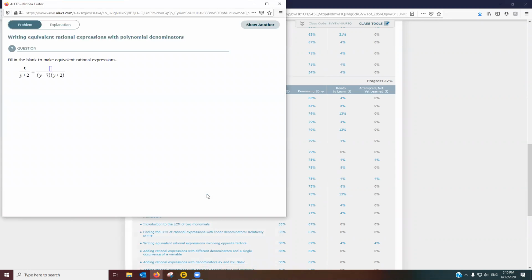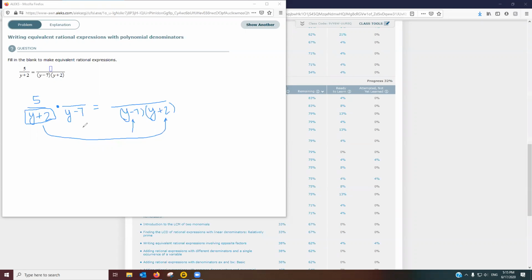Let's take a look at one here. All right, well, this example is asking me to take the starting expression they're giving me, which is 5 over y plus 2, and they want me to end up with a y minus 7 times y plus 2 on the bottom. Well, if I'm starting out with y plus 2, but I want to end up with a y minus 7 on the bottom, that means I'm going to have to multiply by a fraction y minus 7.